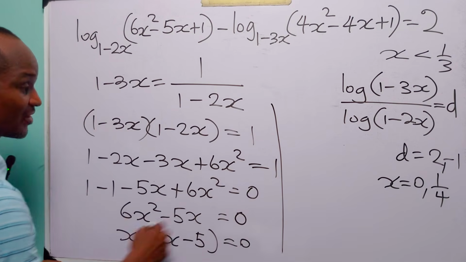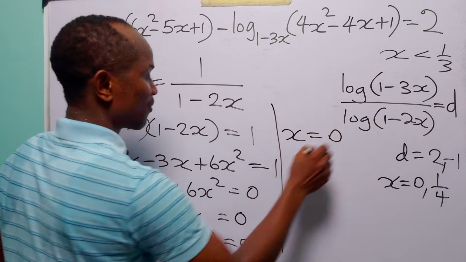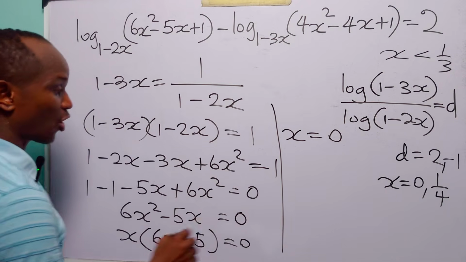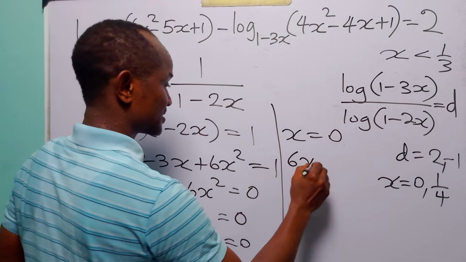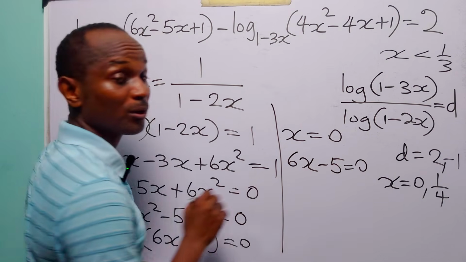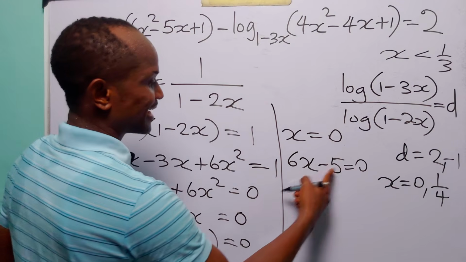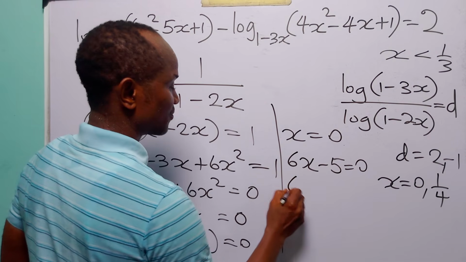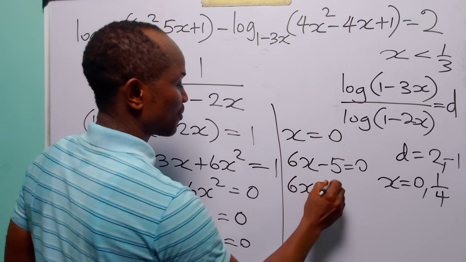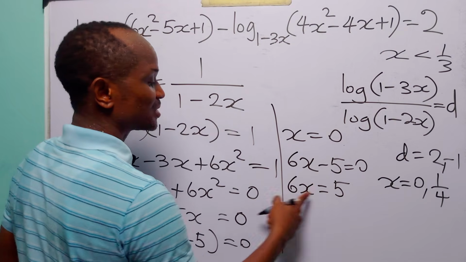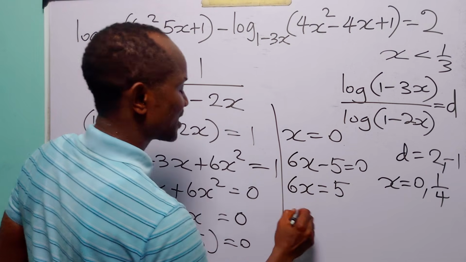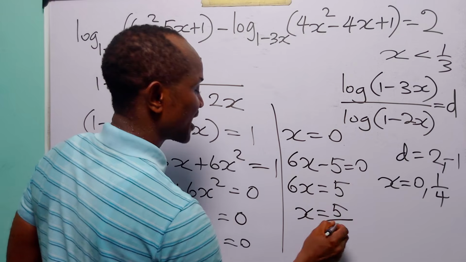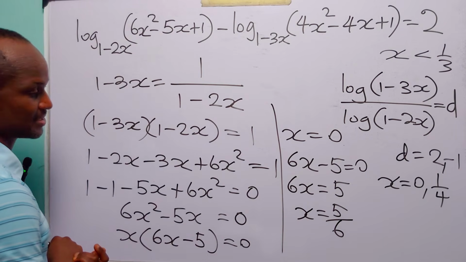Now, from here, we have that either x is equal to 0 or 6x minus 5 is equal to 0. Now, adding 5 to both sides of this equation, we have that 6x is equal to 5. And dividing both sides of this equation by 6, we have that x is equal to 5 over 6.